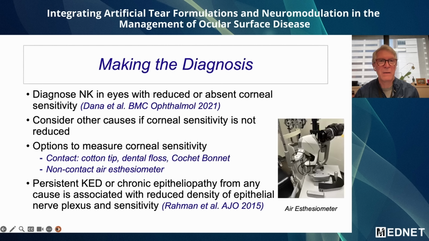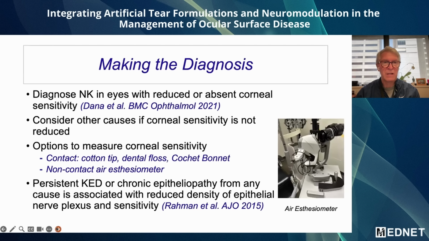NK is diagnosed in eyes with reduced or absent corneal sensitivity. And if corneal sensitivity is not reduced, you should probably consider other causes for chronic epitheliopathy or persistent corneal epithelial defects. And there's a variety of options to measure corneal sensitivity, including the simple ones like a cotton tip applicator, dental floss, or the Cochet-Bonnet aesthesiometer that's been around for several decades, that it basically is an extensible monofilament nylon.